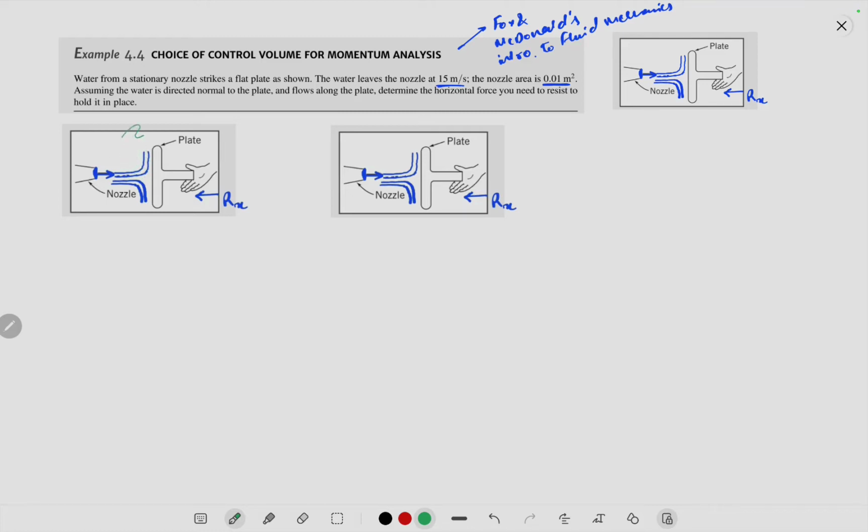So let's say the first control volume that I will define is like this. And the second control volume that I will define is this. Let's see whether we get the same answer for this Rx using two different approaches. So let's start with the first approach.